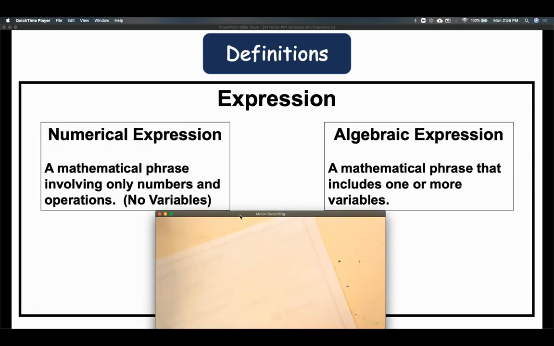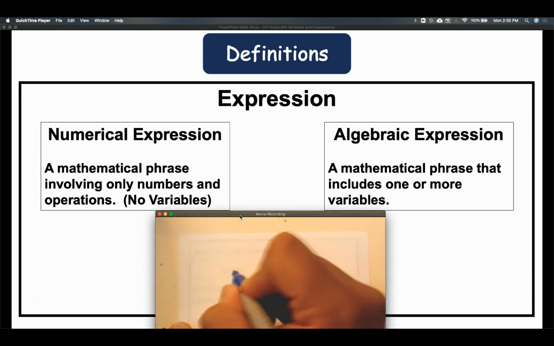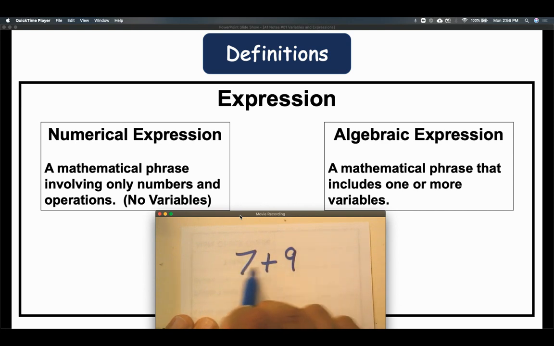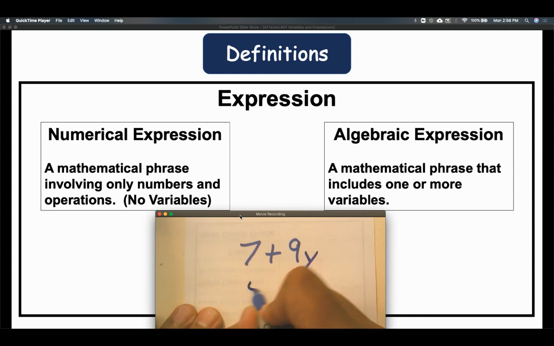So for example, if I wrote down 7 plus 9, since all I see here are purely numbers and then an operation of addition, that is called a numerical expression because I don't see any letters going on here, no variables present. But if I all of a sudden put a y on there, now I have an algebraic expression because now I have variables in the mix. And that's true too if I had 4 minus 6 plus a y, that's still going to be algebraic because it has a variable. But if it was just 4 minus 6 without the y piece, that would be numerical.